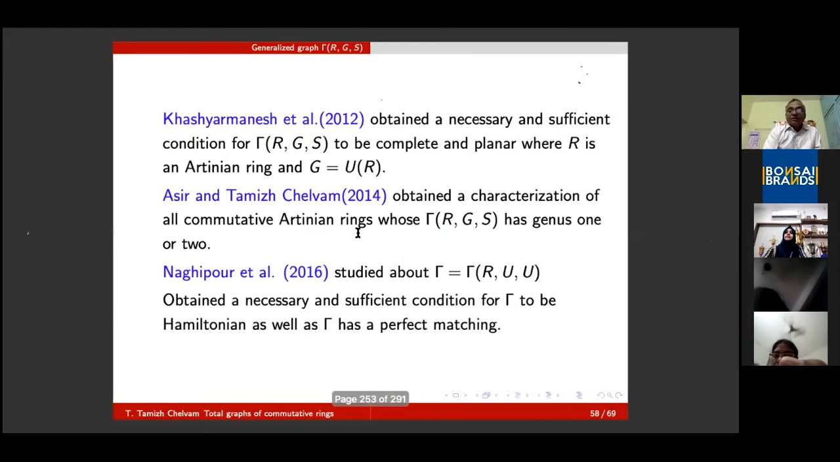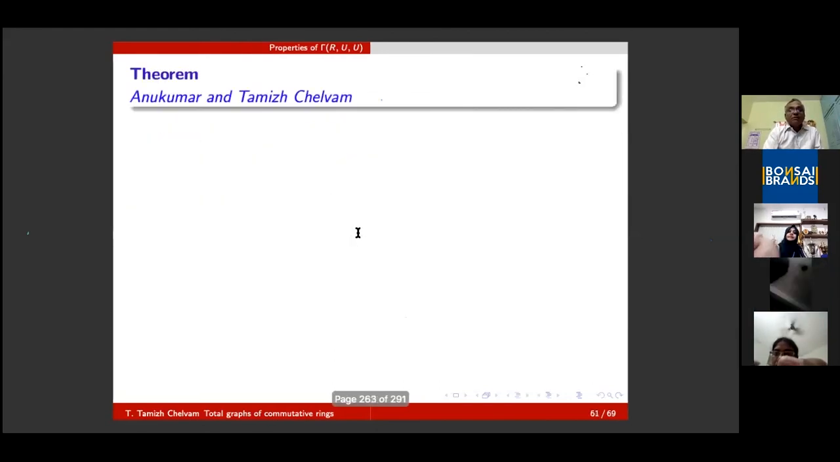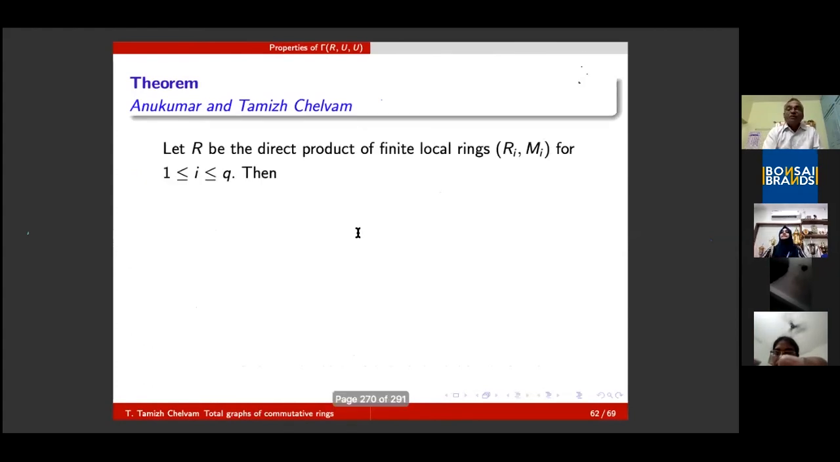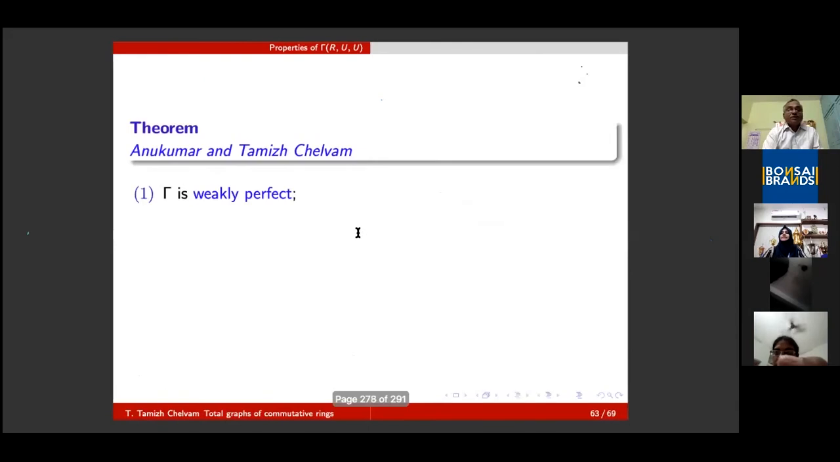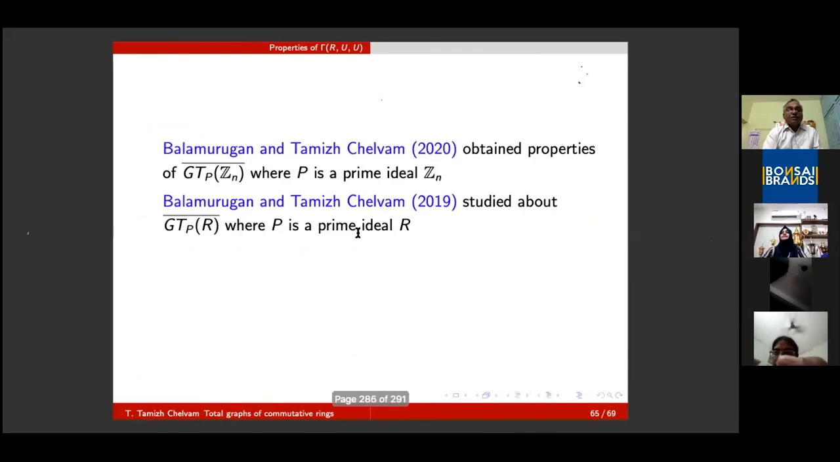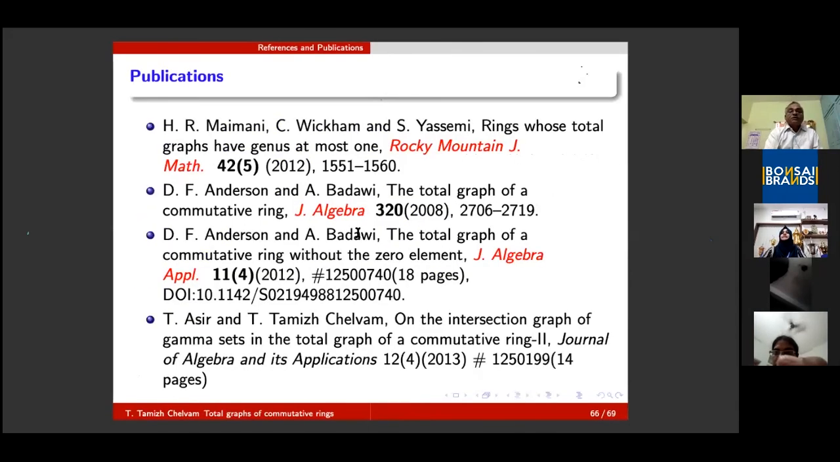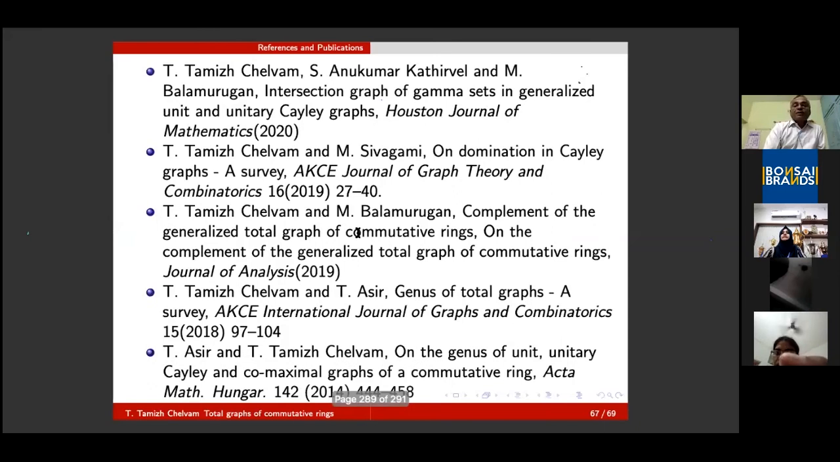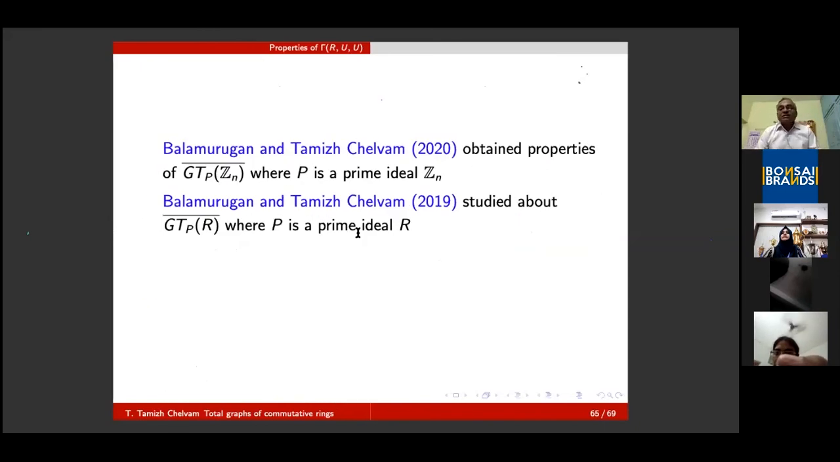So I think I will put up some of the references. I think only 5 more minutes are there. So let me put up the references. Maimoni et al. These are some of the papers of our own group. I think I can stop at this stage.